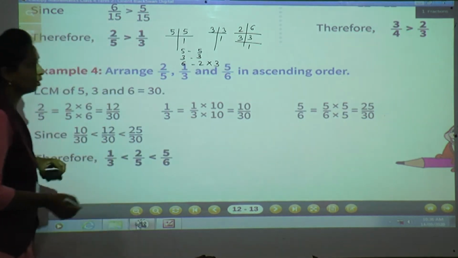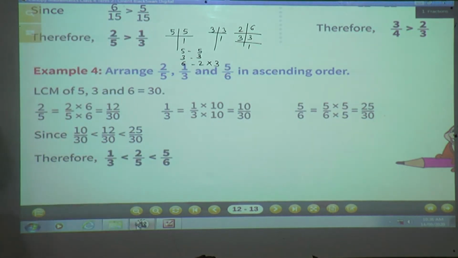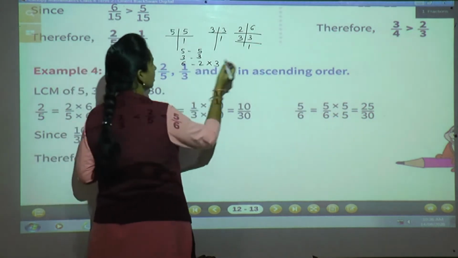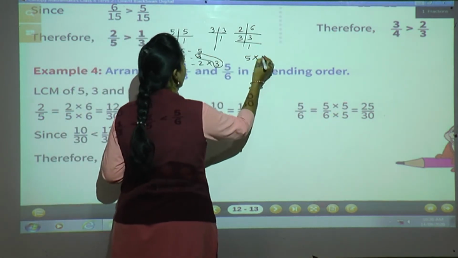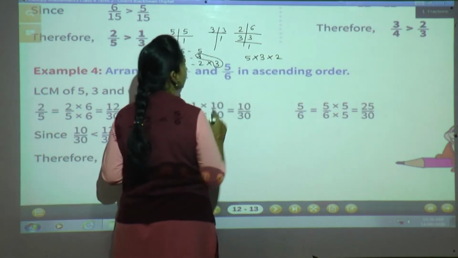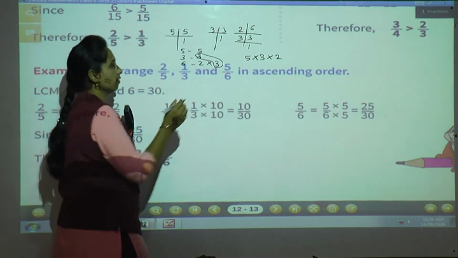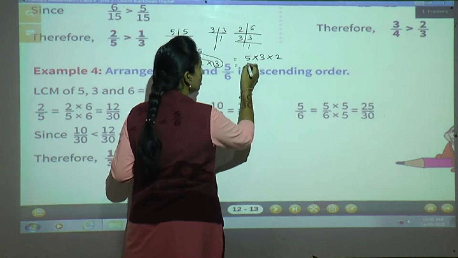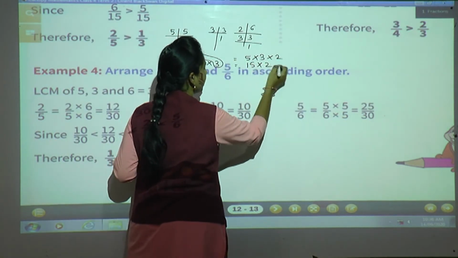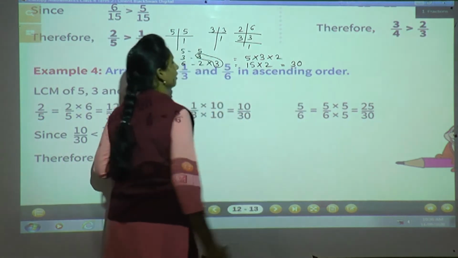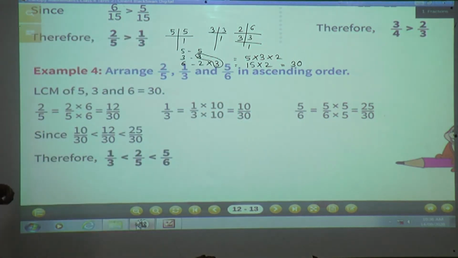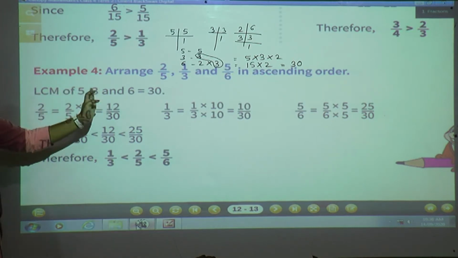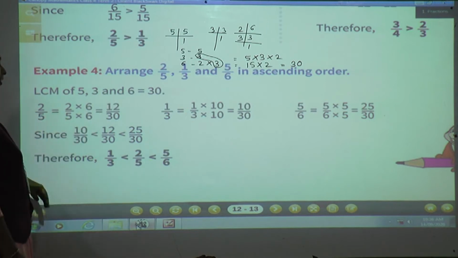So we will take the lowest common multiple, isn't it? Now 3 is the same, so we will take just 5, 3 and 2. 3 two times, no, we will have to take only once. So 5 3s are 15. 15 multiplied by 2 is 30. So what is the LCM of 5, 3 and 2? It is 30. So the LCM of 5, 3 and 6 is 30.